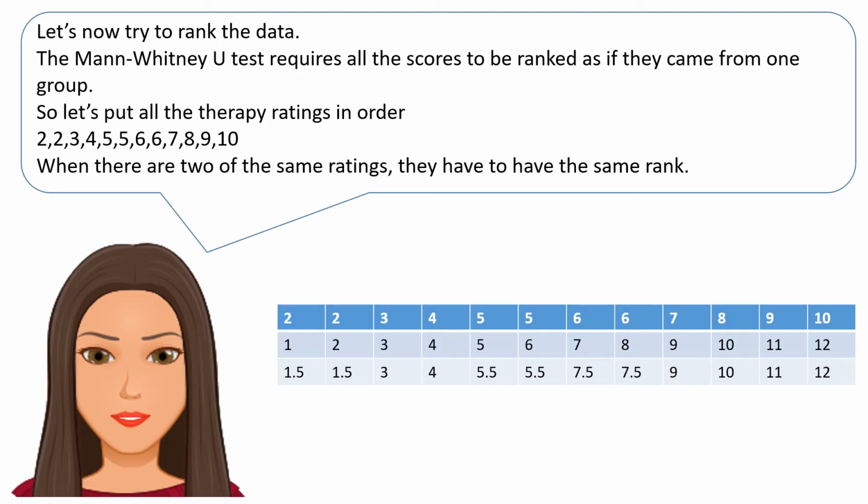Then because we have 2 ratings that are 5s, they would normally hold the place 5 and 6 in the ranking order. But because they're both the same, we have to give them the same rank. So that ends up being 5.5 and 5.5. Then we have another 2 ratings at the same 6 and 6. They would hold the rank 7 and 8 if they were in order, but because they're the same ratings, they have to have the same rank, so they get 7.5 and 7.5 as their rank.